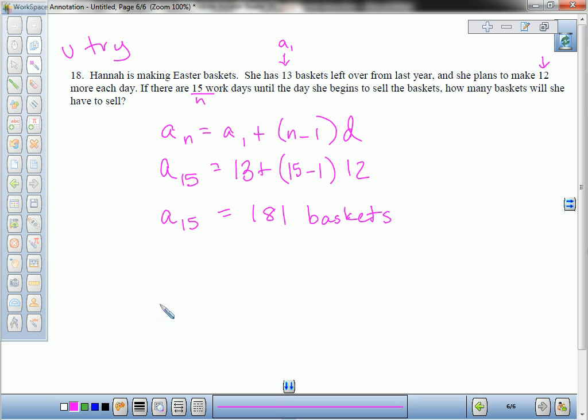All right, now I want you to try number 17 on your own. It's our last one, and we'll go over it in a second. Well, you read it and tell me, do you think it's arithmetic or geometric? I'm just gonna guess G.